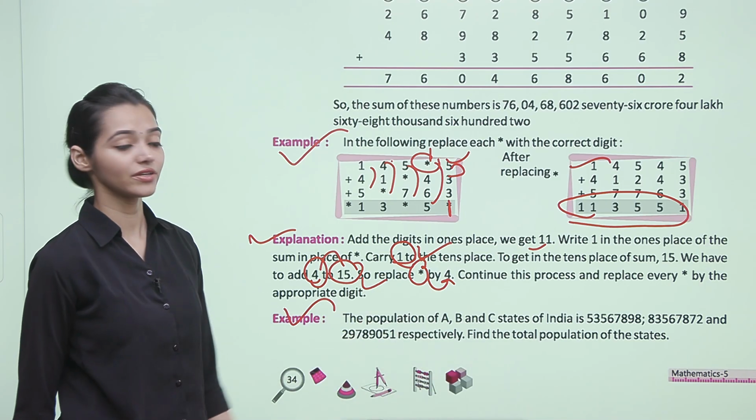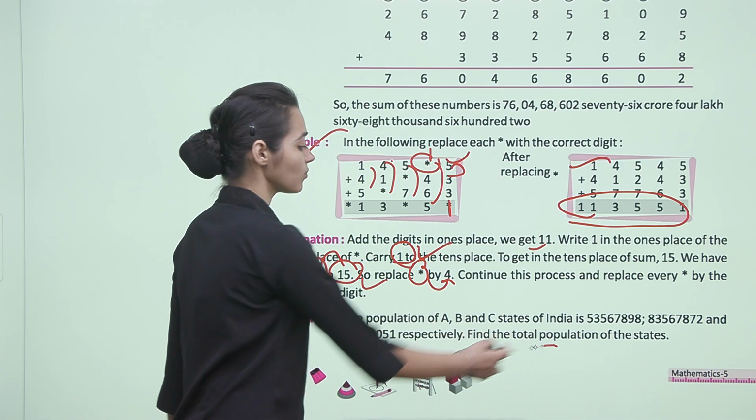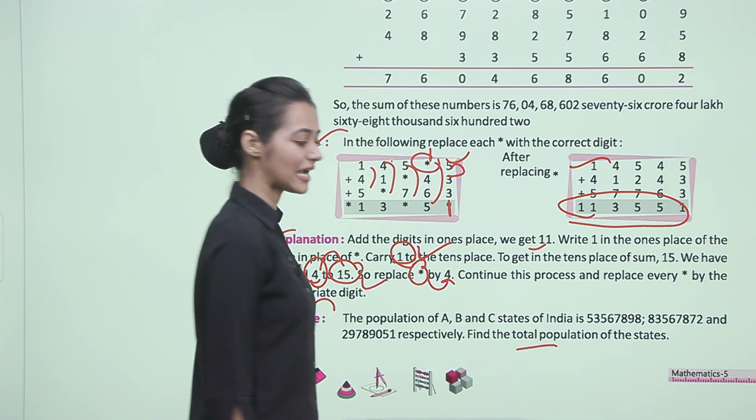Now in the next example, we are given the population of ABC. We have to find the total population. That means, very good, we will add the terms.